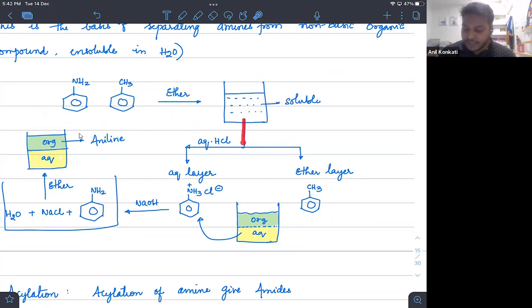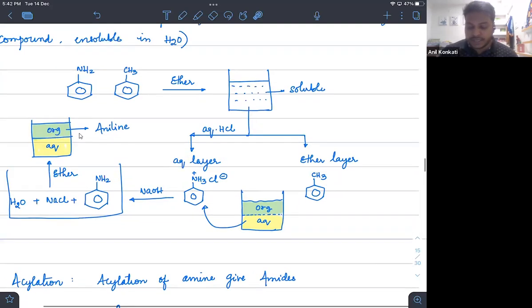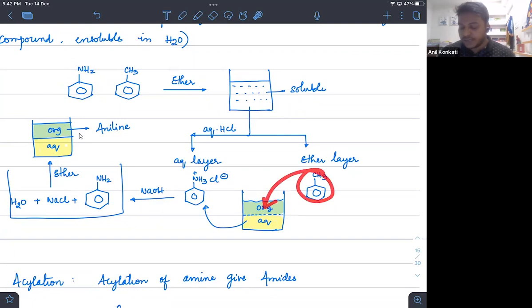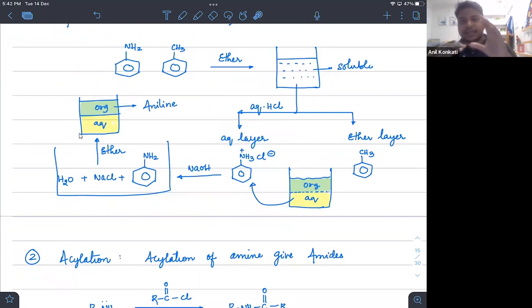But if I add aqueous HCl after that, you know that two layers form now, an aqueous layer and an organic layer. In the aqueous layer, because HCl will form a salt with aniline, the aniline gets dissolved in the aqueous solution, while toluene does not get dissolved, so it appears in the organic layer, correct? Based upon density, you can separate out the organic layer and the aqueous layer.